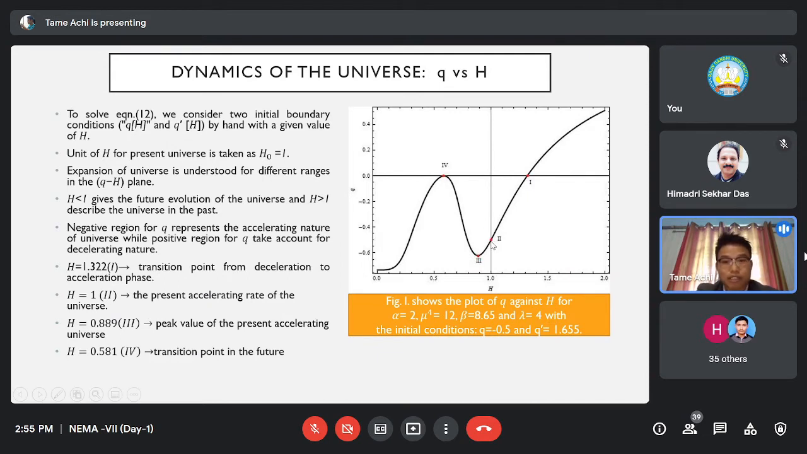And our model also shows that in the future, the current acceleration of the universe will not go on forever, but rather it will end up at a peak value, that is 3, and again it will move towards a new phase of deceleration. Depending upon the initial values and coupling parameters, this new transition in the future may occur, which we will see later on.